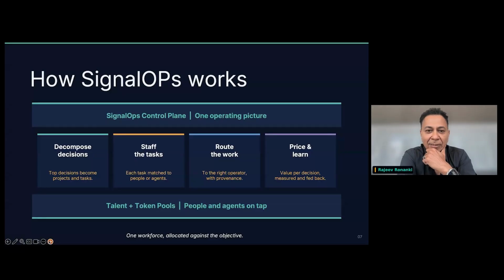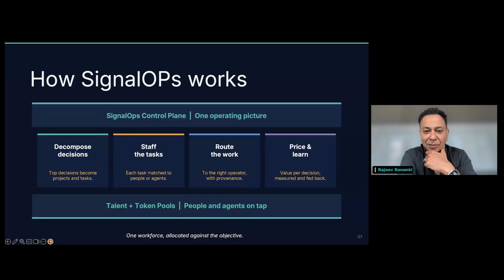So here's how it actually works. Think of SignalOps as your one unifying pane that bridges all of the HRIS and HR information together with what we're getting from the AI and agentic layer. You take every decision and decompose it into projects and tasks, as you would do anything else. Staff each task with the right mix of people and agents. Route the work to the appropriate stakeholders and price every decision.